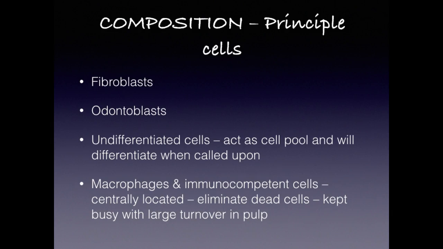We also will find our macrophages and our immunocompetent cells. When you start talking about inflammation and how the body deals with that, that's where macrophages and immunocompetent cells come in. They're basically there to help get rid of any old dead cells, and they're very, very busy because there's a large turnover in the pulp.